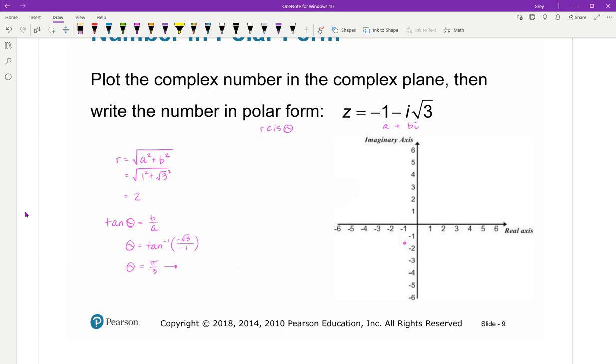You do have to put it in radians every time, so you need to know that a 60-degree angle is pi over 3. But as I said, you always have to remember what quadrant it's in, and it's in quadrant 3, and in quadrant 3, the pi over 3 angle is 4 pi over 3.